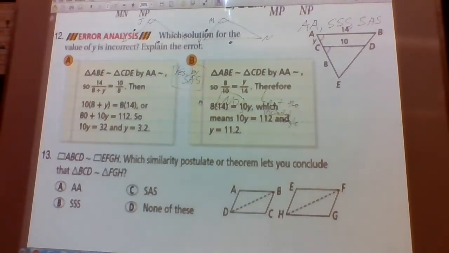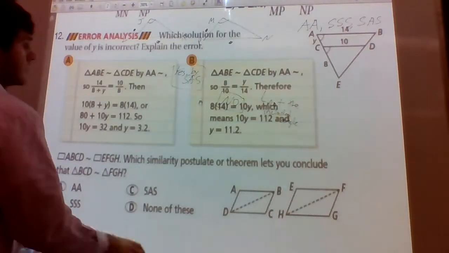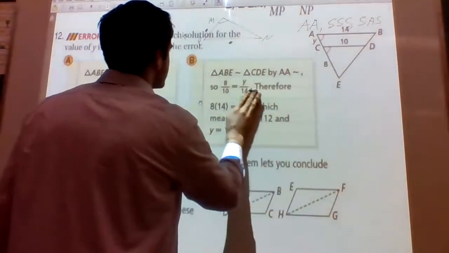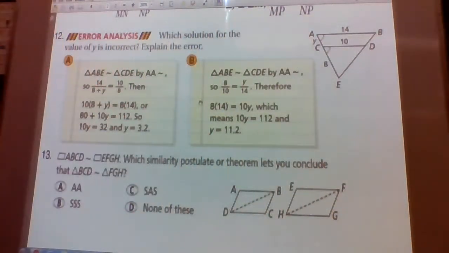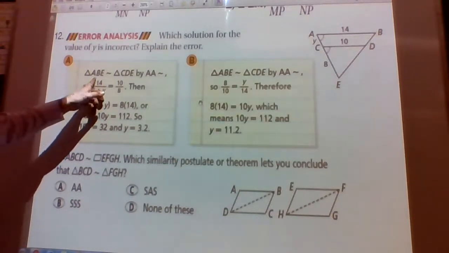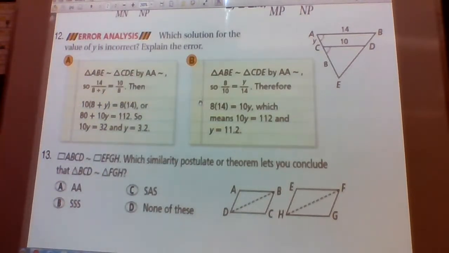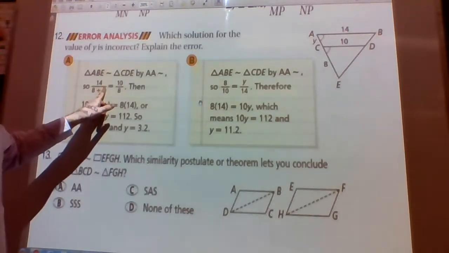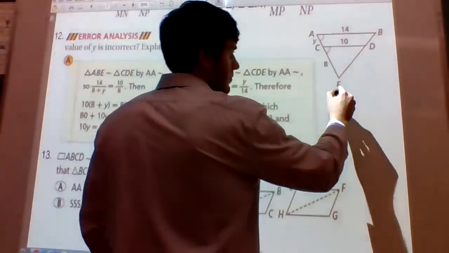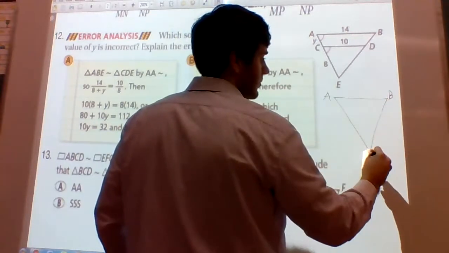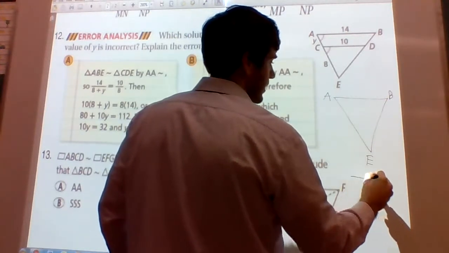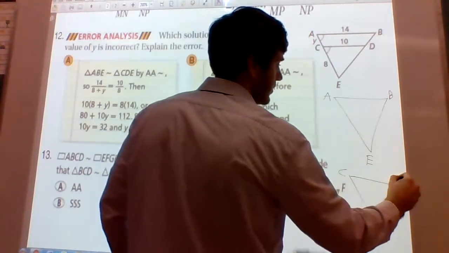Error analysis. Which solution for the value of y is incorrect? Explain the error. Okay, so first one, we have triangle ABE is similar to triangle CDE by angle similarity. Therefore, okay, so let's draw these two triangles out. So we have A, B, and E. Okay, and then we have C, D, and E.